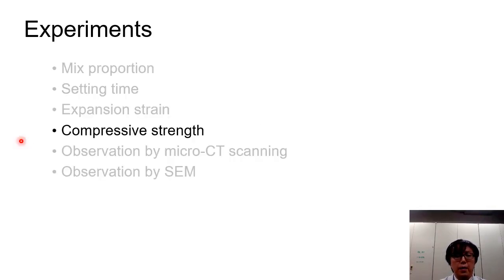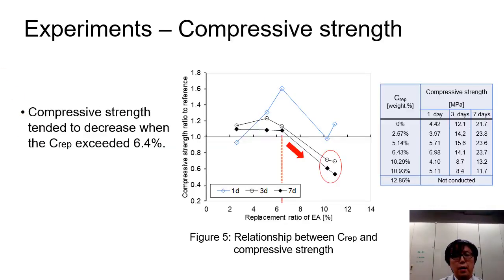And next is compressive strength. Here is the strength ratio to the strength of the reference. The strength was higher when the expansive additive was mixed up to the replacement ratio of 6.4%, but the strength decreased when it exceeded 6.4%.